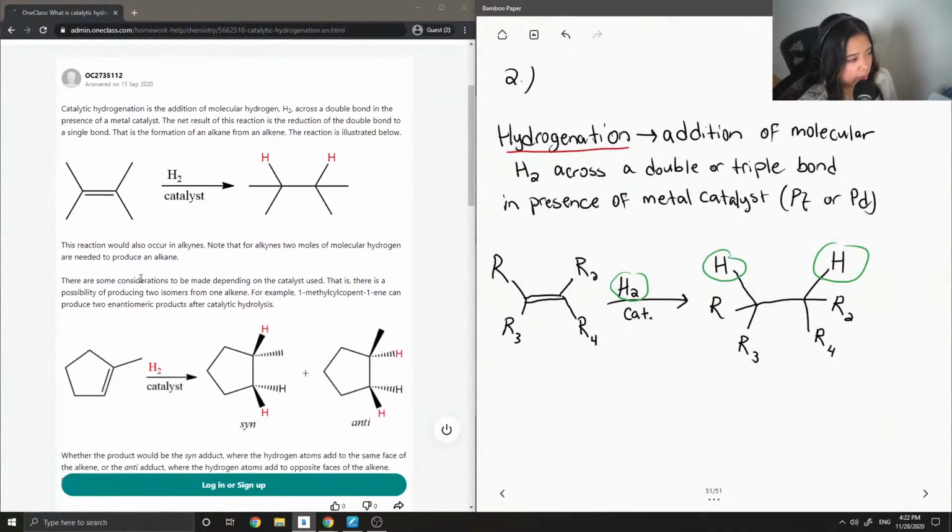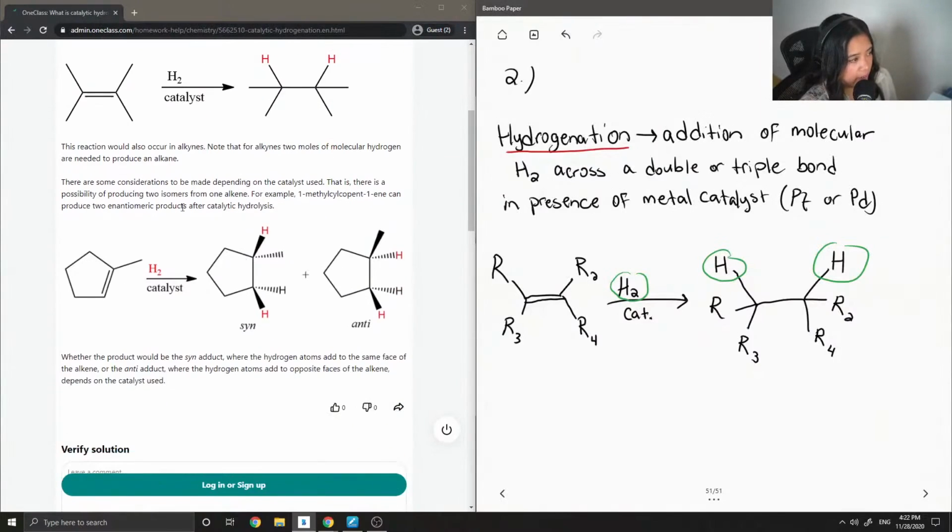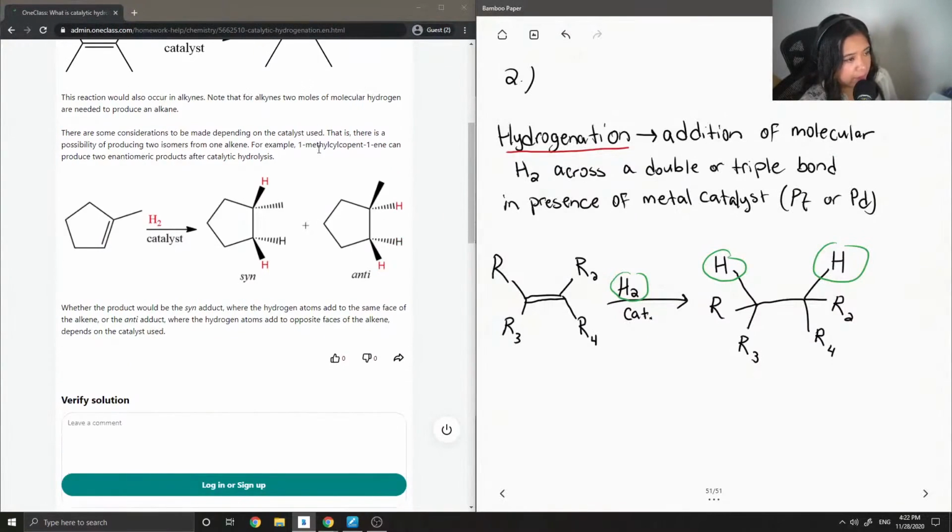This reaction would also occur in alkynes. Note that for alkynes, 2 moles of molecular hydrogen are needed to produce an alkane. There are some considerations to be made depending on the catalyst used. That is, there is a possibility of producing 2 isomers from one alkene. For example, 1-methyl-cyclopent-1-ene can produce 2 enantiomeric products after catalytic hydrogenation.